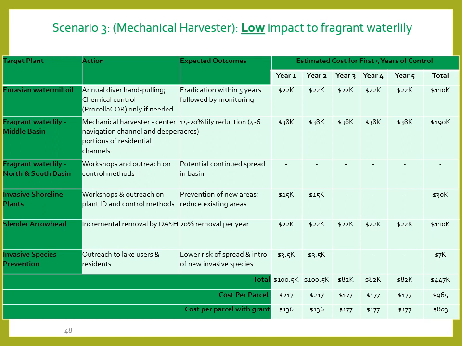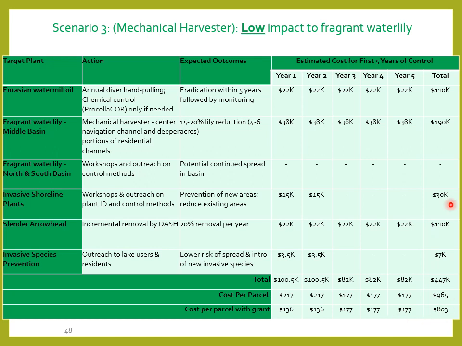Putting together management elements that are common to each scenario, along with those specific to Scenario 3, total estimated costs per year are summarized below. Under Scenario 3, assuming full grant funding, the estimated cost per parcel is $136 per year in the first 2 years, increasing to $177 per year after grant funding is exhausted.